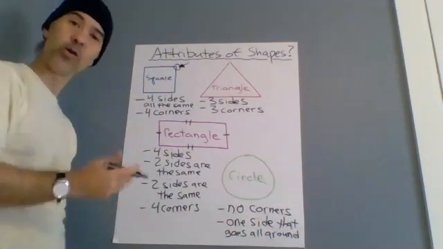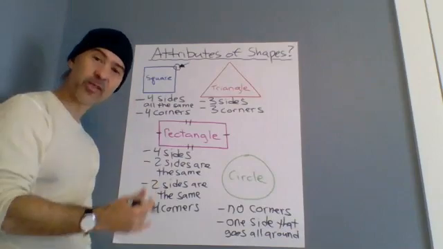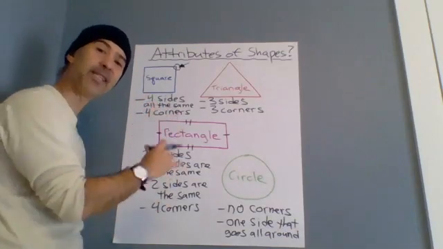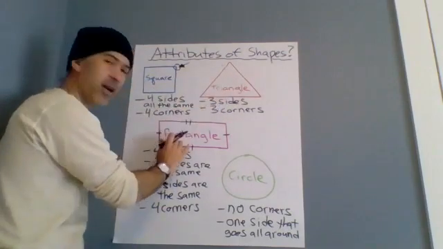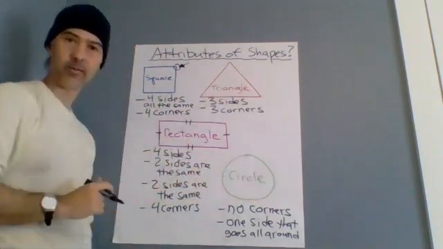So those are the attributes of some of these basic shapes: square, triangle, rectangle, and circle.